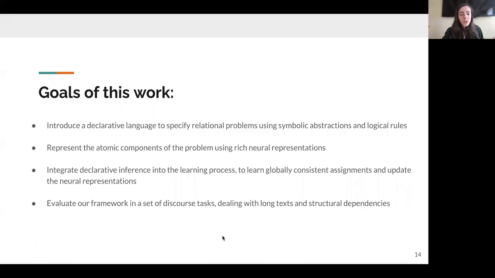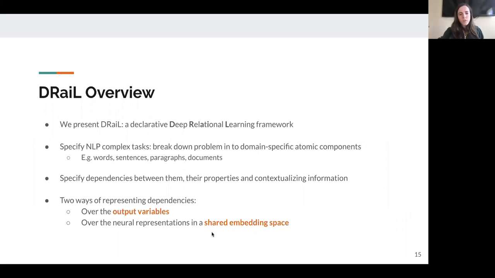And then we're going to evaluate this framework on a set of discourse tasks that deal with long text and structural dependencies. So the overview is that we present the Derail. It's a declarative framework to specify NLP tasks. So we're going to break down problems into domain-specific atomic components. This can be words, sentences, paragraphs, documents, arguments, concepts, you name it. The level of abstraction depends on the problem. And then we're going to explicitly specify dependencies between them, their properties, and other contextualizing information.